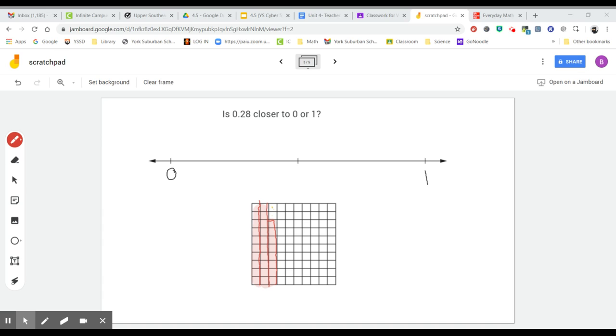That's correct. So in the center of my number line, I'm going to put 50 hundredths, or I can say 0.5.